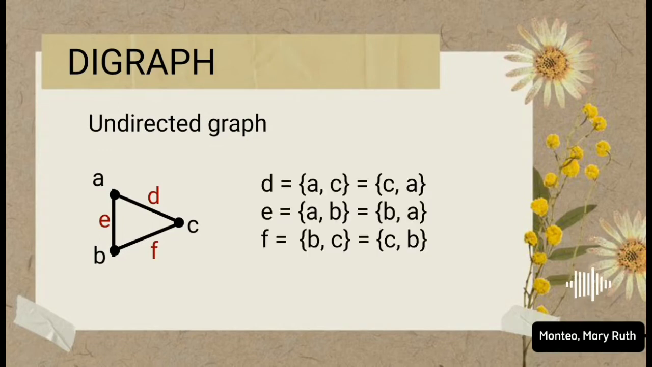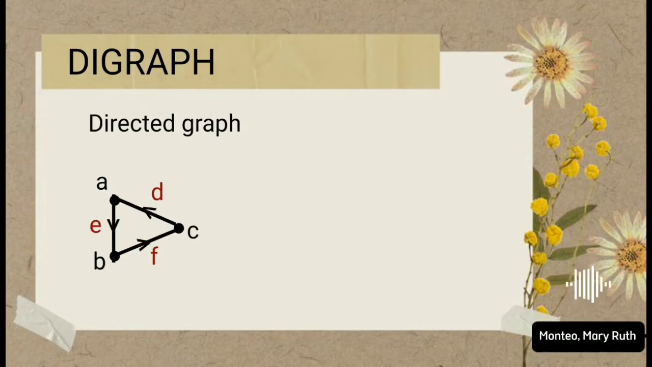So how can we collect the vertices and edges of an undirected graph? We list every edge as a set of vertices, and edge D is going to be the set of A and C, so it connects A to C. Same thing with the set C and A, they are exactly the same because there is no direction and order does not matter. But in a directed graph, order does matter.